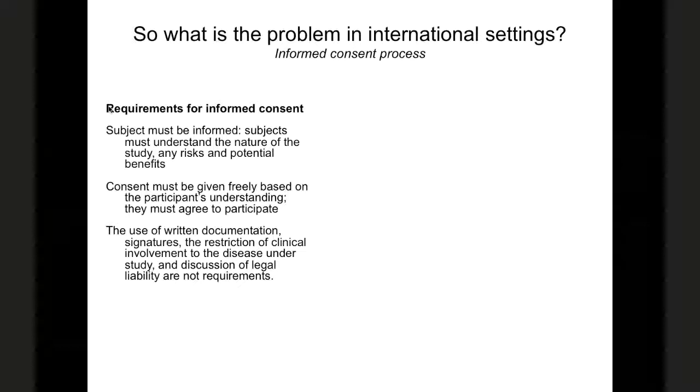So what do you think the problem is in international settings? What sort of challenges do you think we face? Language. Language is a big one, probably our number one problem. Why do you think language is our number one problem? There's plenty of people that speak multiple languages. Translation. Translations don't always translate, right?